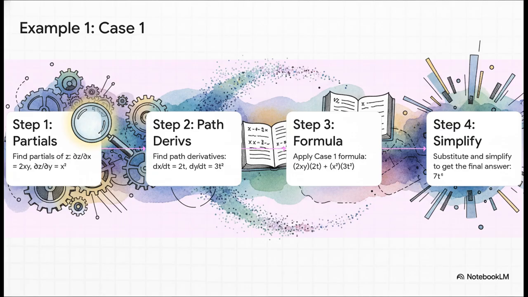Step 3, apply the formula. We just plug in all the pieces we just found. And finally, step 4, substitute and simplify. We swap the x and y back for their t expressions, do a little algebra, and bam! We get our final answer, 7t to the 6th power.